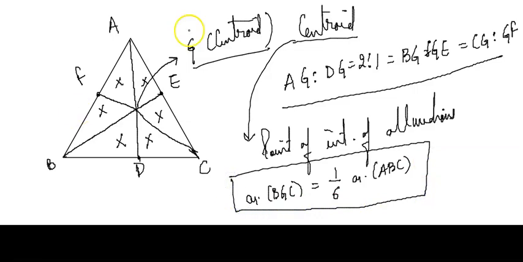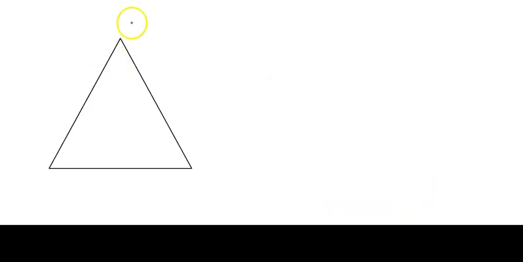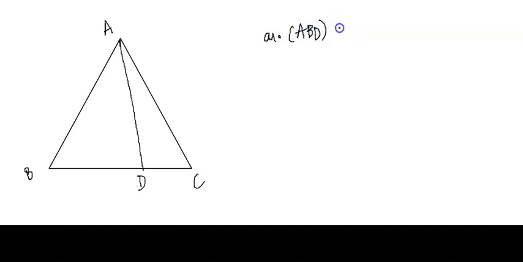One more thing, suppose we have a triangle ABC and let us say that AD is any line. I'm not saying that D is the midpoint. AD is any Cevian. So if I say the area of triangle ABD, that will be half into base into height. Let us say this is the perpendicular.